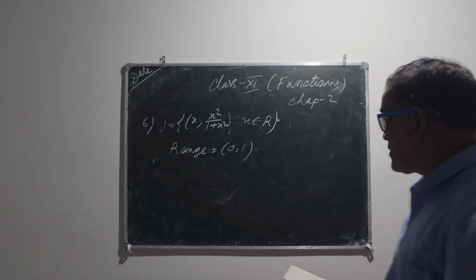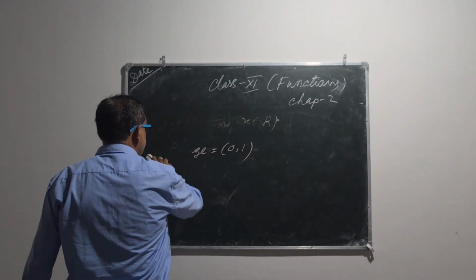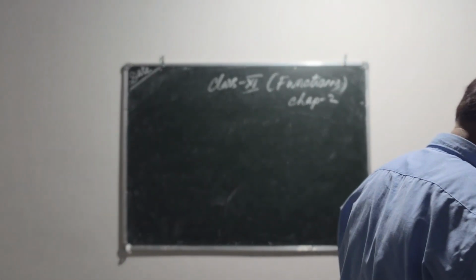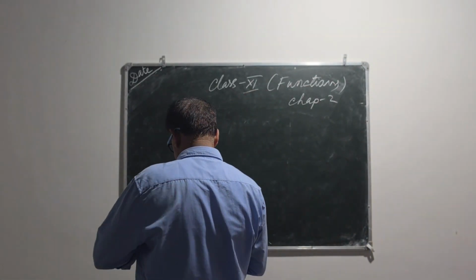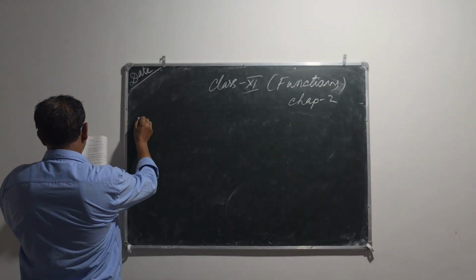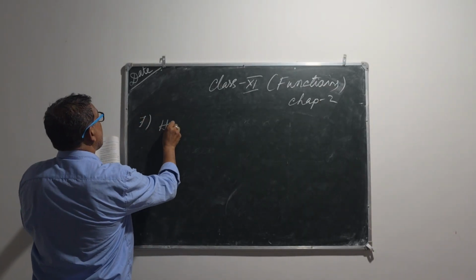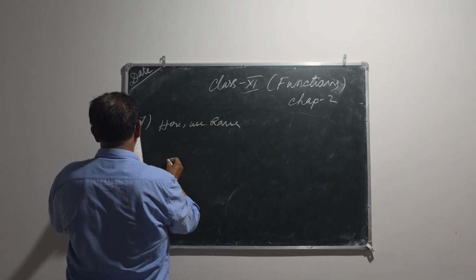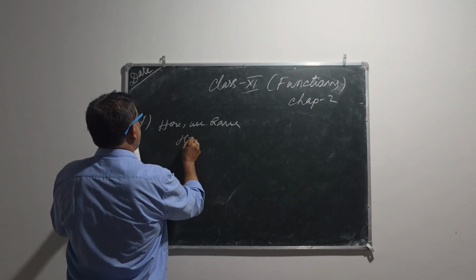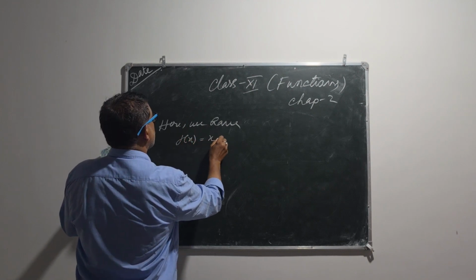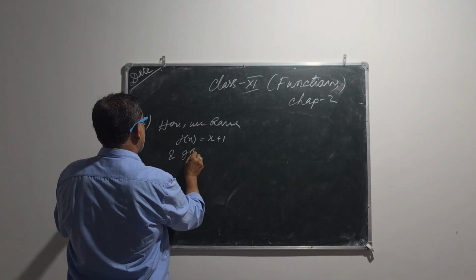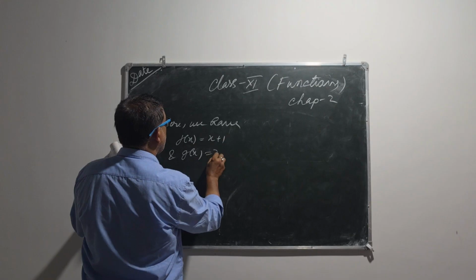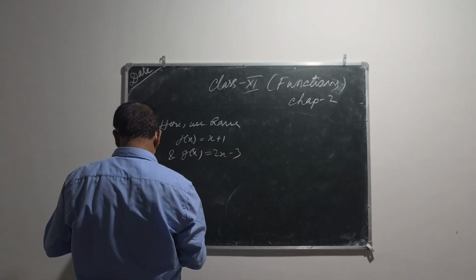So let us see the next question, number 7. Question number 7. Here we have f of x equal to x plus 1 and g of x equal to twice x minus 3. So now we have to find the following.